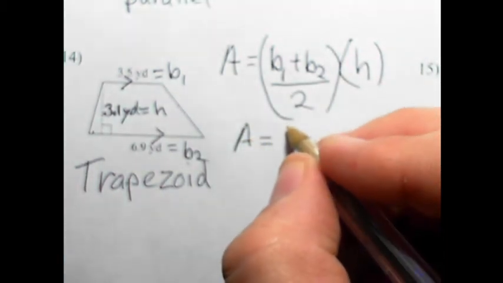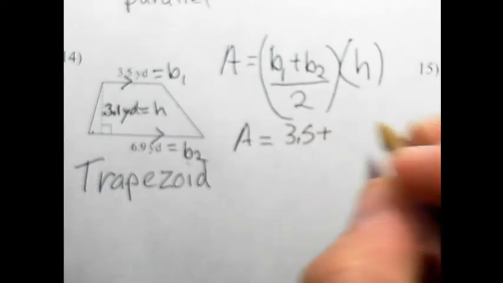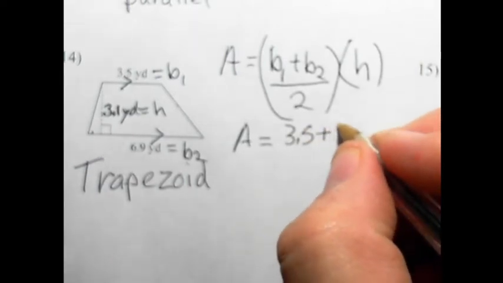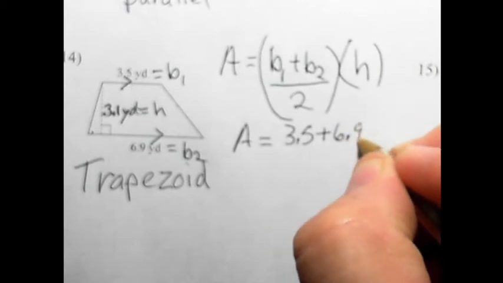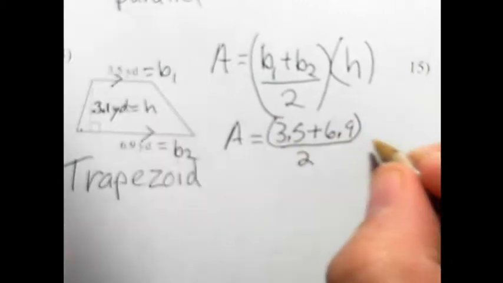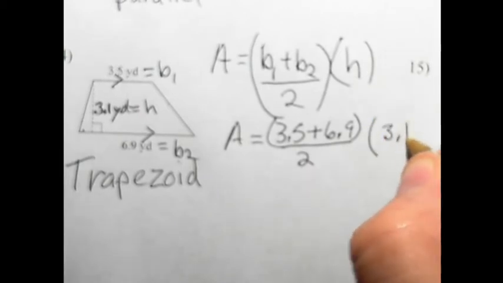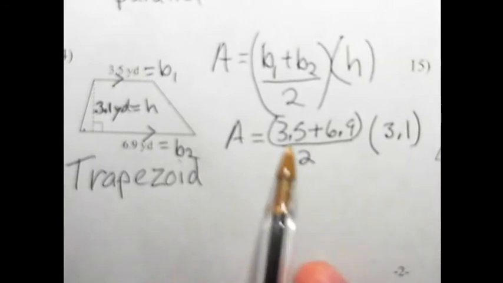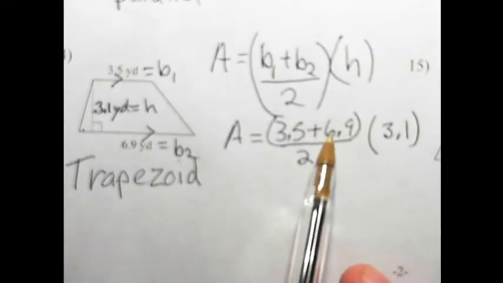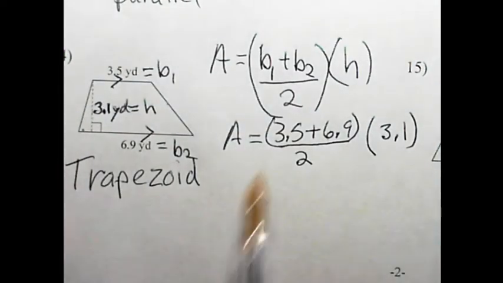So now, to do this, I'm going to add these up. So I'm going to say 3.5 plus 6.9, put that in parentheses, all over 2 times 3.1. So now this is order of operations, but we're going to treat the numerator like it's parentheses, right?